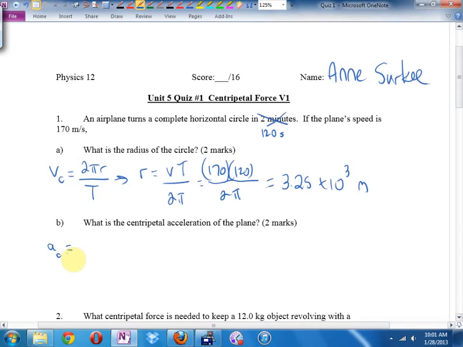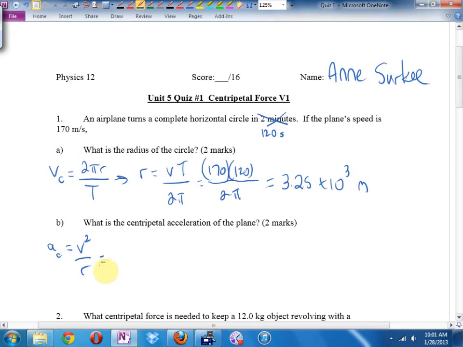Well, I can either use the, oh, you know what? I think I'm going to use the v squared over r. I could use the 4 pi squared r over t squared. I know the period and the speed. Now, no matter what, I'm having to use the radius from part A. If you didn't get the radius from part A, I hope you were clever enough to write down or make up a radius for part B and say, look, I can crunch the numbers. And if you did do that, you will get 2 out of 2, assuming you've done your work right.